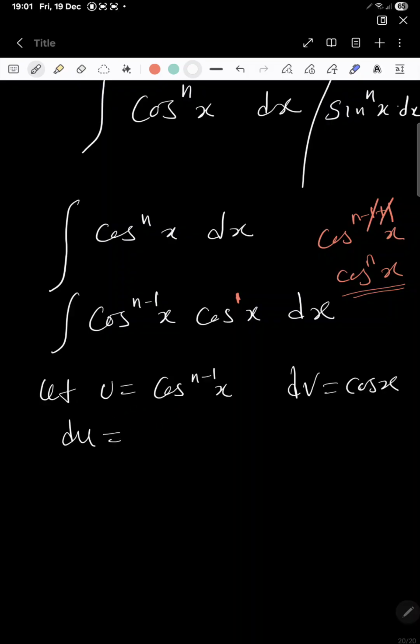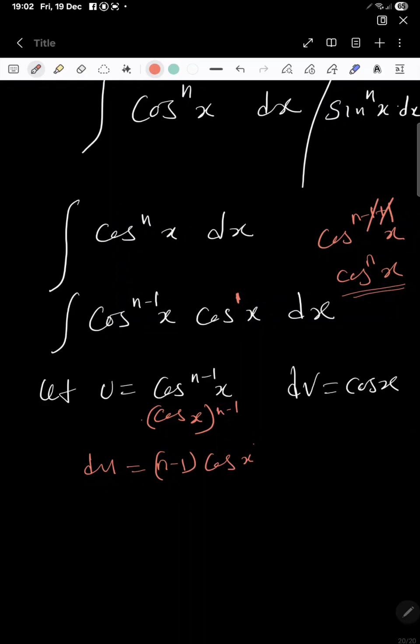Now, to get du there, you need to use the chain rule, because this can be written as cos x to the power n minus 1. Using the chain rule, our du is equal to n minus 1 comes in front, and then we have cos x to the power n minus 1. But you also need to differentiate what is inside and multiply, which is going to be sine x. Okay, so that is how the chain rule works.